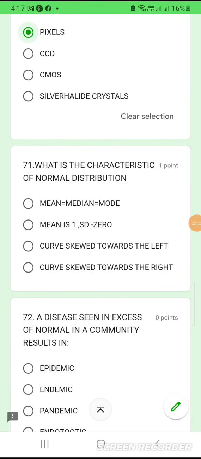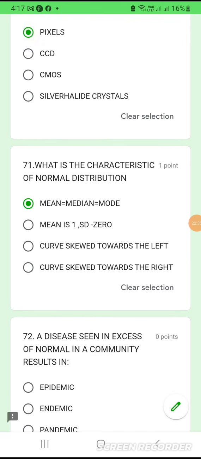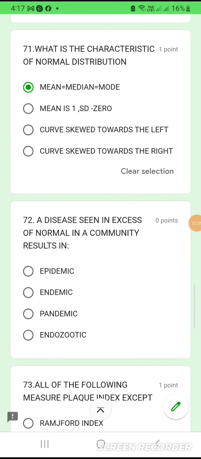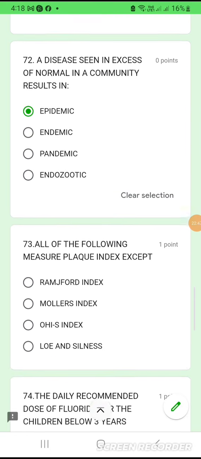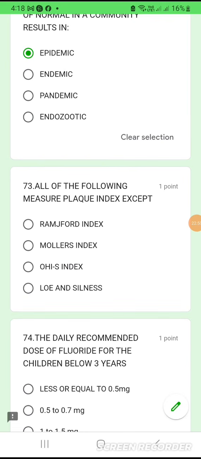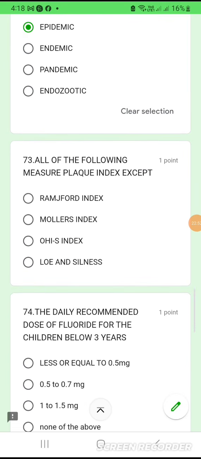Coming on to 71. What is a characteristic of normal distribution? If it is a normal distribution, the mean, median and mode will all be the same. Okay, so option A. 72. A disease seen in excess of normal in a community results in. So something is in excess than normal. So obviously it will become an epidemic. Okay, not a pandemic, not an endemic, not an endozootic, it is epidemic.